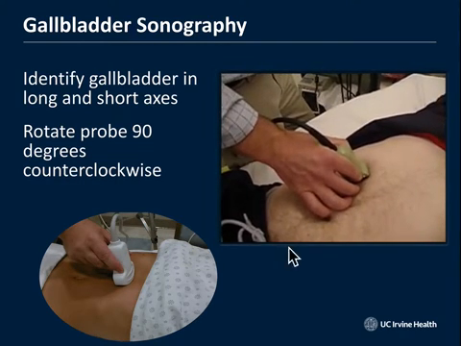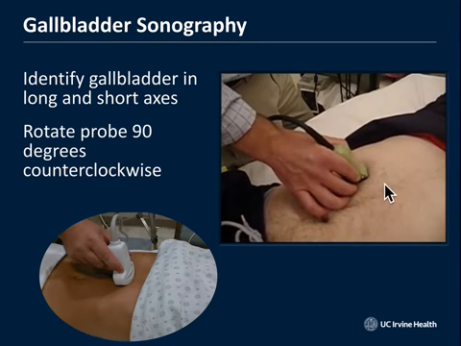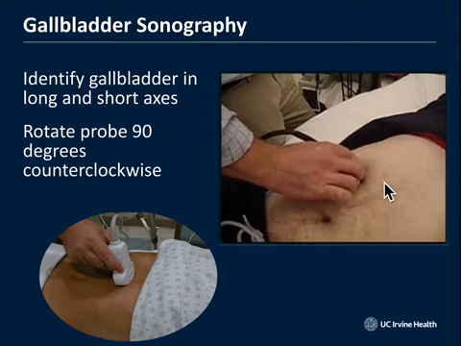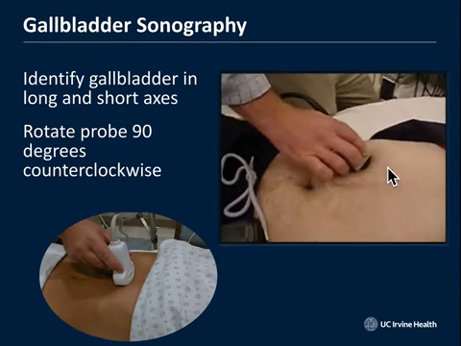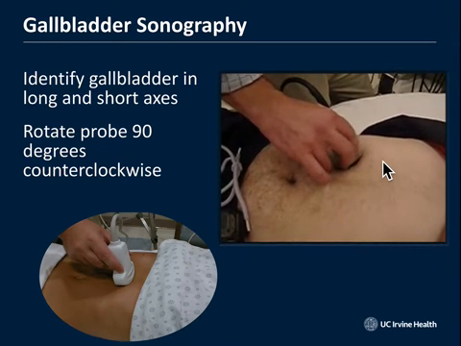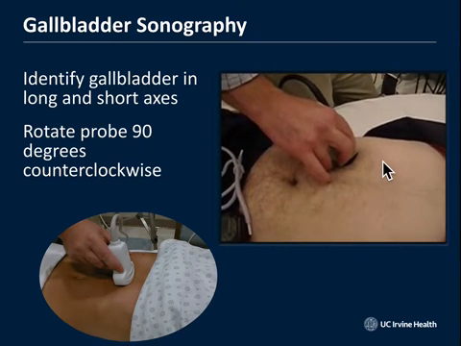Once you do get the gallbladder in the long axis, you're going to fan through the gallbladder, making sure you catch the entire gallbladder, looking for any type of pathology. After you're done with the long axis, you're going to rotate the probe 90 degrees from whatever axis you're in, like so. You're going into the transverse plane to view the gallbladder in the short axis. Again, you're going to fan through the entirety of the gallbladder, looking for any possible pathology.